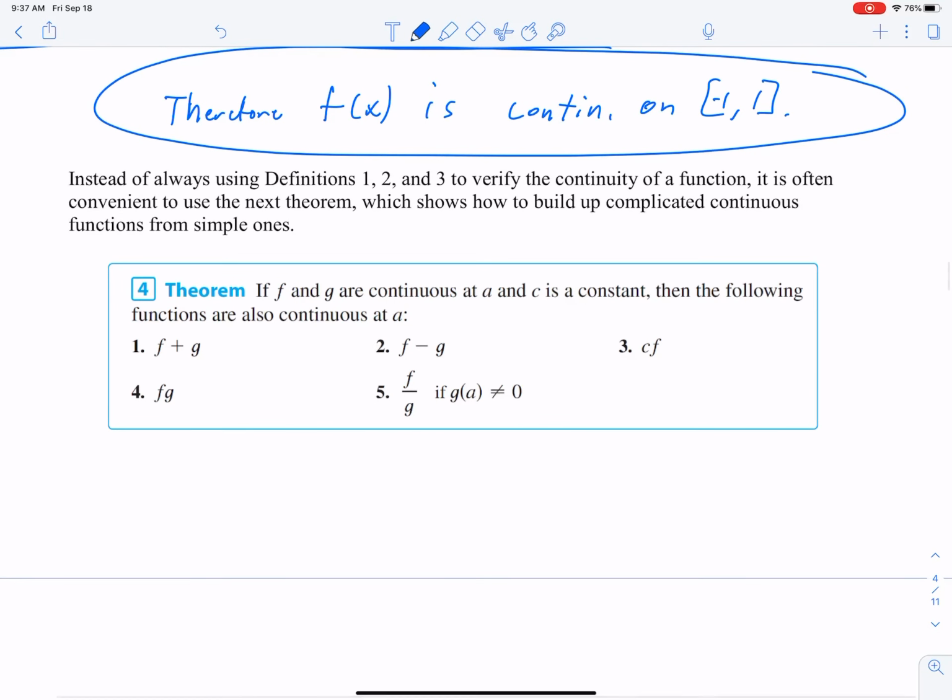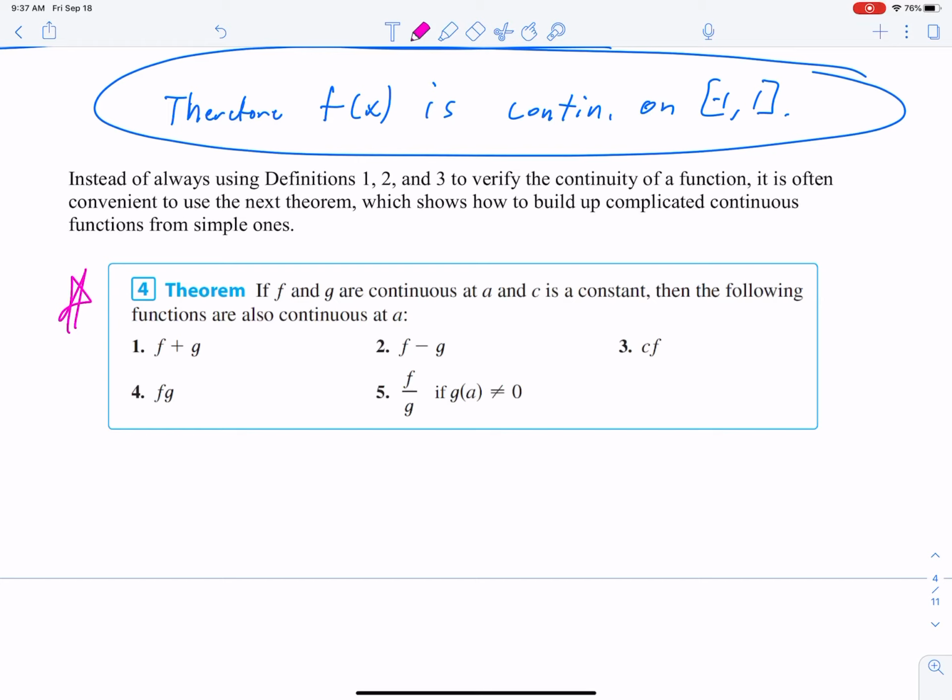All right, instead of using all these definitions to verify the continuity of a function, it's often convenient to use the next theorem, which shows how to build up complicated continuous functions from simple ones. All right, so here's a theorem. This one's important to know. It's going to help you out a lot.